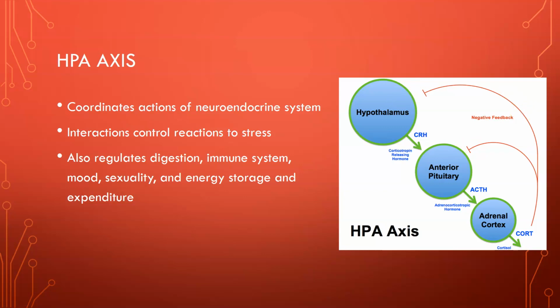And so the HPA axis is meant to control reactions to stress, but it can also regulate digestion, the immune system, mood, sexuality, and energy storage and expenditure. For example, if you have a lot of stress going on, digestion is not going to happen as well. The immune system is not going to be as good at fighting off infections. You'll be in a bad mood. Sexuality, you're going to have problems. If you're a male, you may have erectile dysfunction. You just are not interested. That kind of stuff. And energy storage and expenditure: too much cortisol will end up making you gain weight.